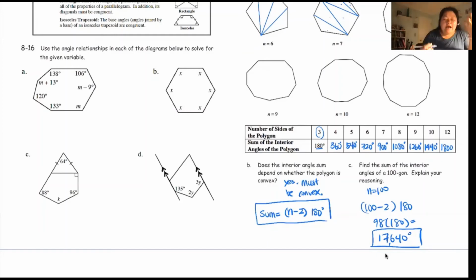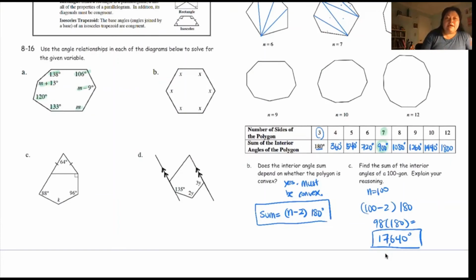You need to first look at how many sides you have, or at least how many angles you have, right? Sometimes it's harder to count the sides, so I just count the angles. So I go, okay, this one has 1, 2, 3, 4, 5, 6, 7. Perfect. So that means it's a 7-sided heptagon, and that means my sum is 900. Then I take all the numbers here and line them up. Sometimes it's easier to line them up vertically, right? I get 138 plus 106, and m minus 9, m, 133, 120, m plus 13, and that will equal 900, right?